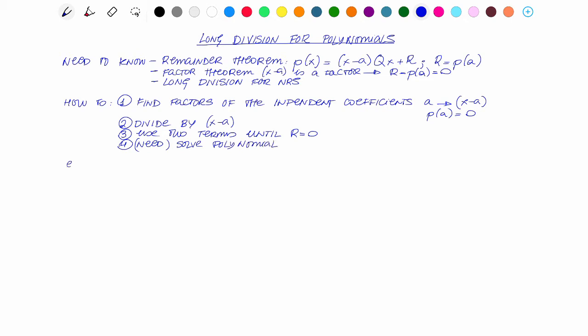Okay, let's see this in an example. They ask me here to solve this polynomial, which happens to be a cubic. Well, I know how to divide and how to solve quadratics. I know how to solve linears. Cubics are a bit more difficult.